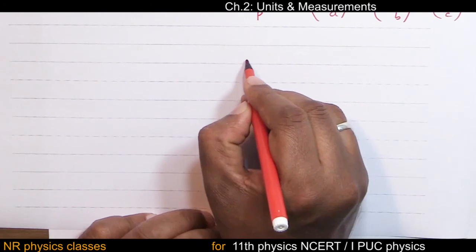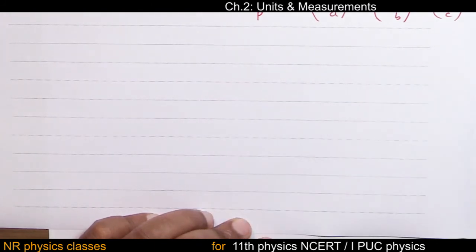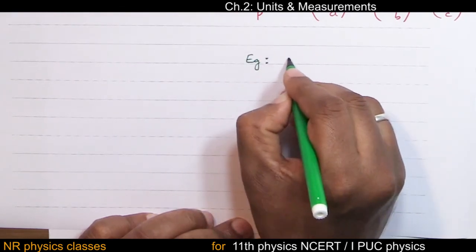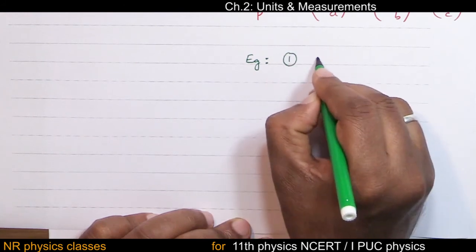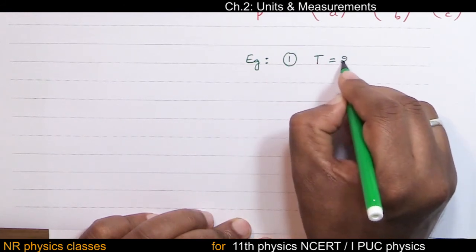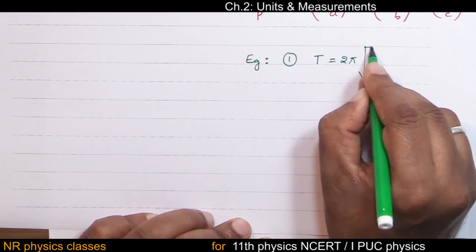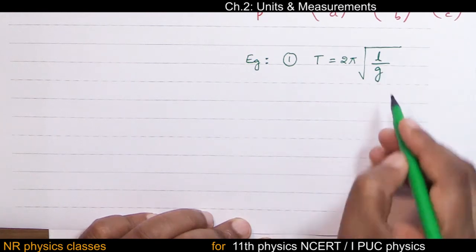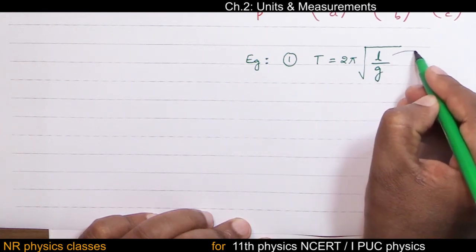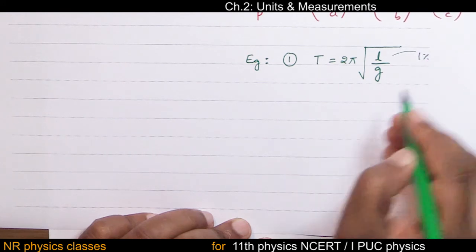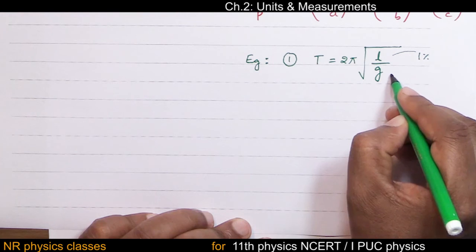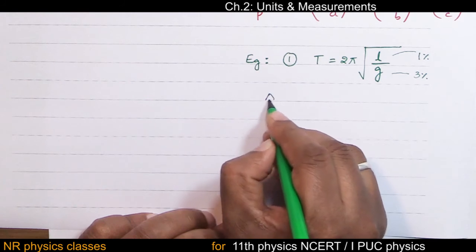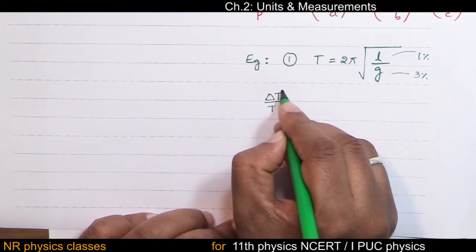Now, example, first one. The time period of oscillation of a simple pendulum is 2 pi root of L by G. Now the percentage error in the measurement of length is 1. The percentage error in the measurement of G is 3. What is the percentage error in the measurement of time?